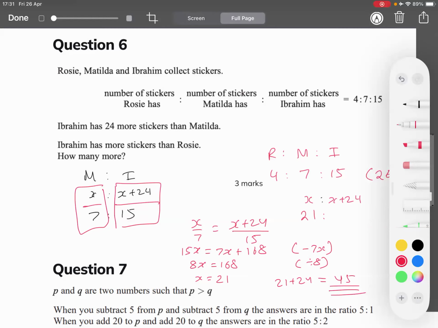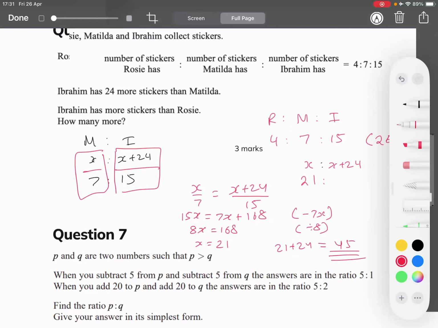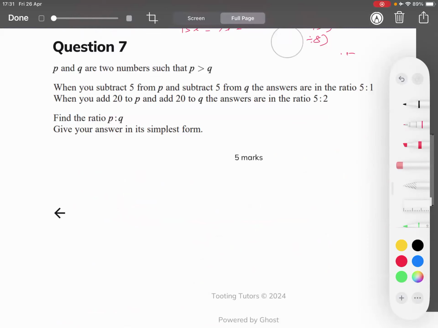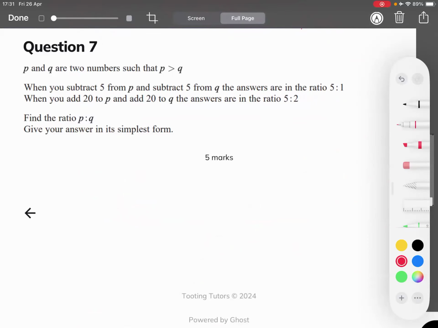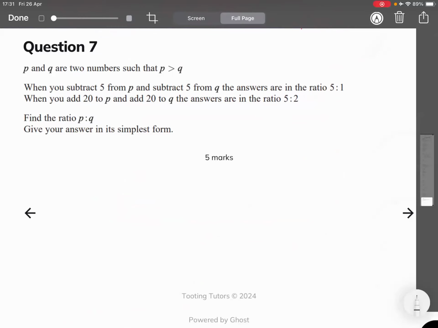So the answer is 45. Okay. Another one. I think it's the last one for this. It's another hard one, okay? So we've got P to Q in this, but that's what we have to find out right at the end.